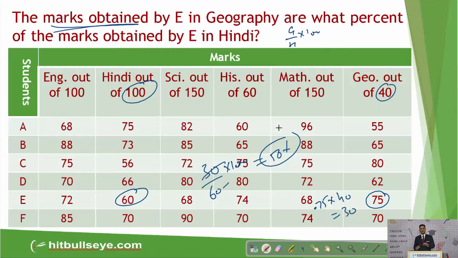Simple. Again in this table, we have to see the actual marks out of 40, out of 150, out of 60, out of 100. 100 is the same, straightaway the same. 68% of 100 is 68. But if we say 60% of 60, it will be 36. So there we have to take care of the units.